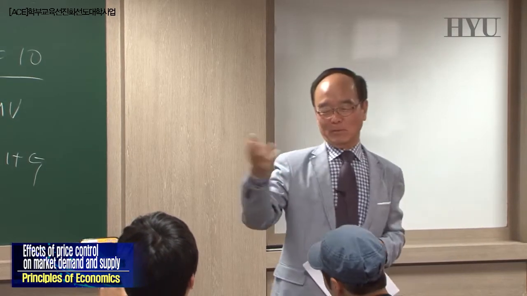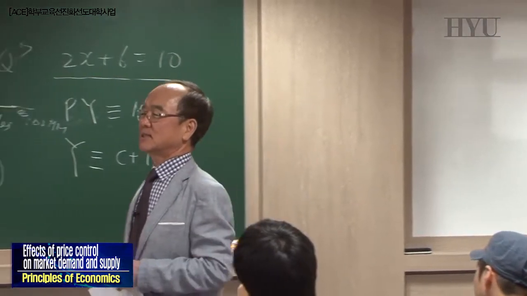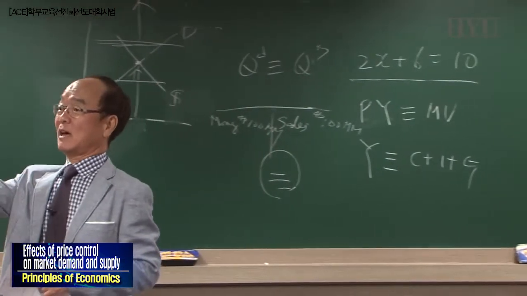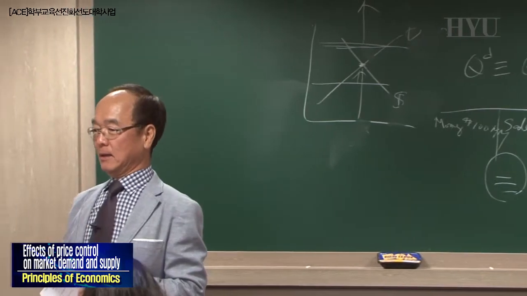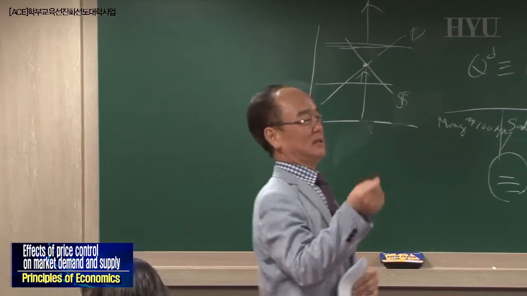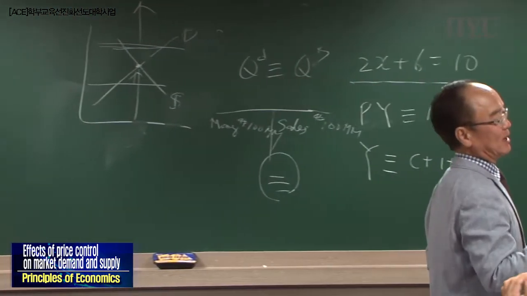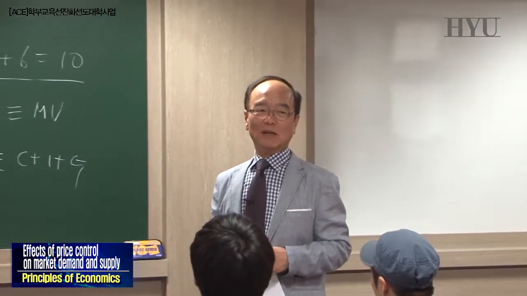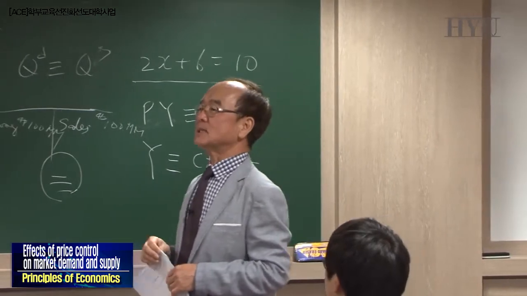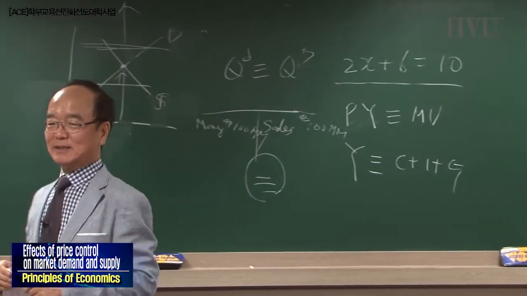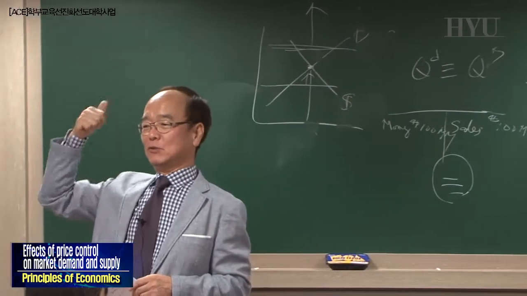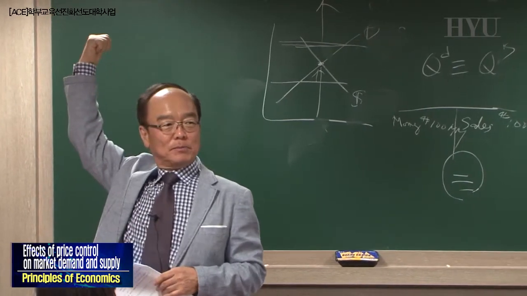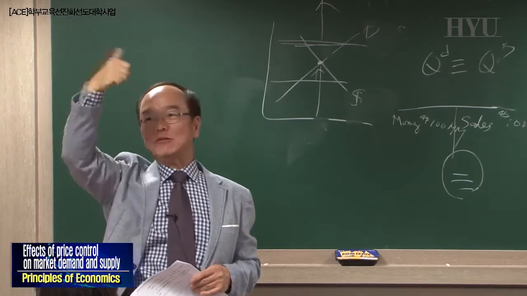Government has to exercise some influence on the market. This is absolutely wrong. As long as you are in a free market economy, which is given to us, right? Does anyone choose to live in a socialist society? Anyone ready to go across the national border, the DMZ? Is anyone ready to go there?